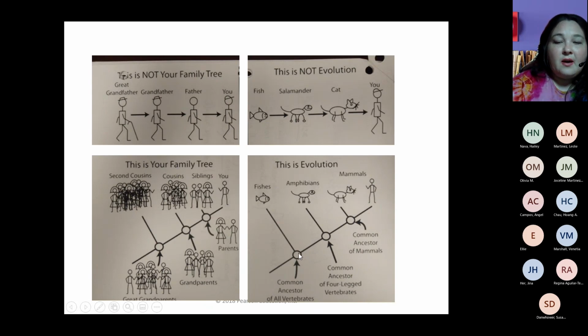So here we've got the common ancestor of all vertebrates. Some of the offspring of those became fishes, and some of those offspring got 4 legs. This is the common ancestor of 4-legged vertebrates. Some of those offspring became amphibians, and some became mammals. This is the common ancestor of mammals, who are 4-legged vertebrates. We got whatever this is, cat maybe, rat, I don't know, and human.